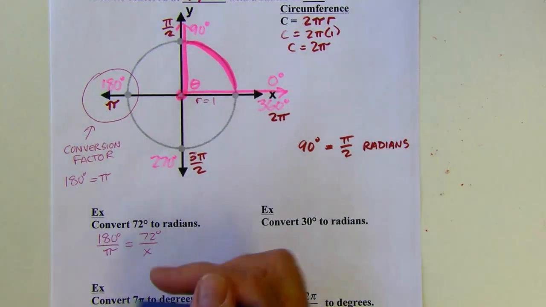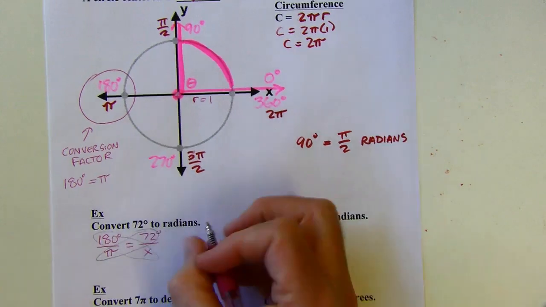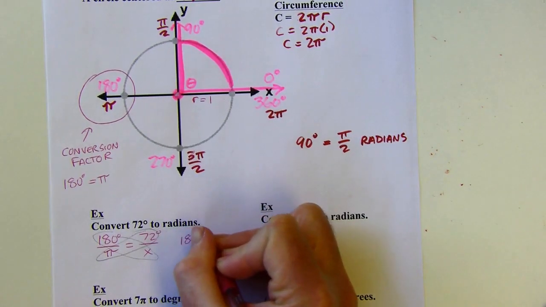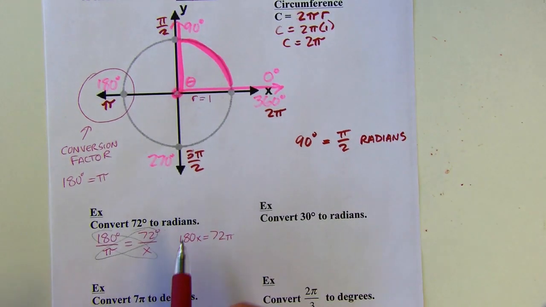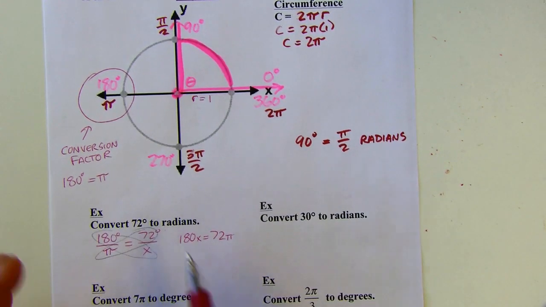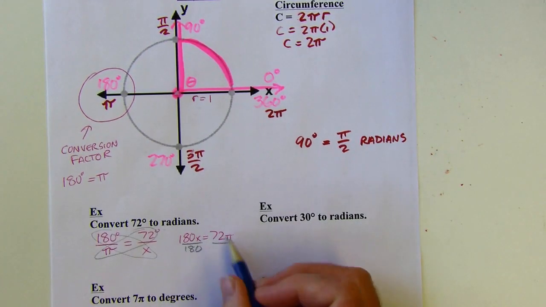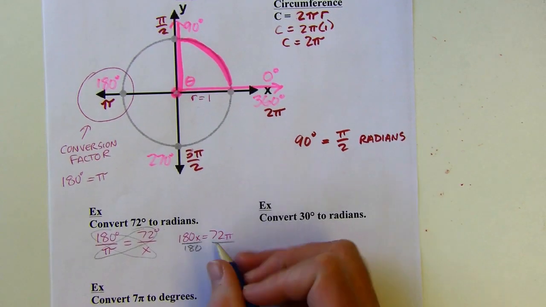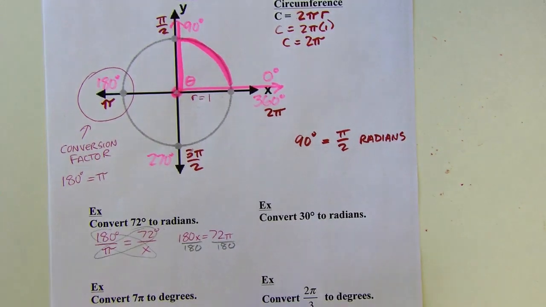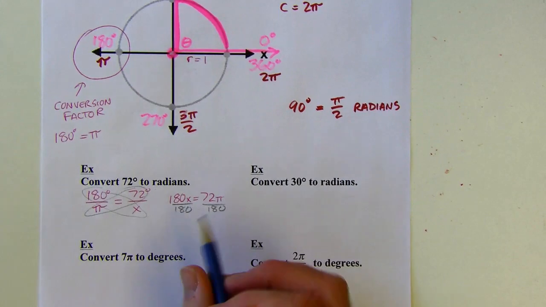So cross multiply then. 180x is going to equal 72 pi. I didn't bother with the degree symbols because my final answer is going to be in radians, and I'm not going to have the degree symbol. And then I'm going to divide by 180. You could make a decimal approximation out of 72 pi, 72 times about 3.14, but don't do that. We usually leave it in terms of pi.